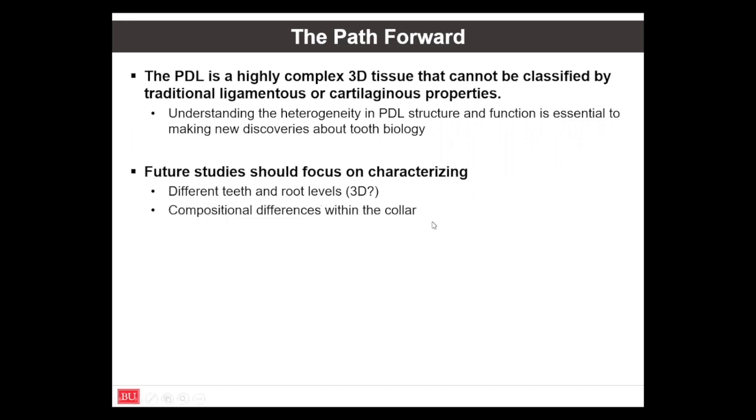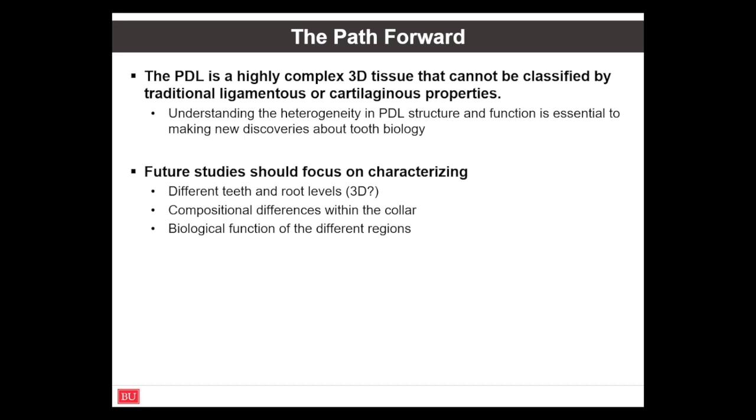I think following up some of our mechanical data by looking at specific compositional differences within the collar. So I think it'd be really great to be able to relate some of the mesial distal and some of the lingual buccal differences that we're finding with differences in composition, whether that's altered proteoglycan content or minor collagens or cross-linking. So hopefully that's something that we'll follow up on in the future.